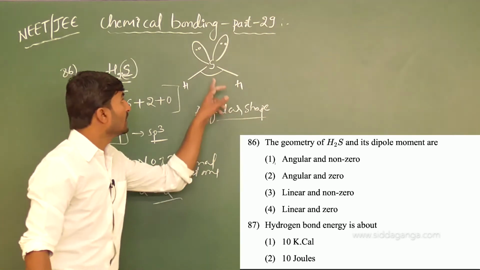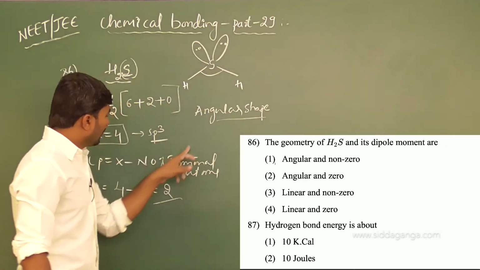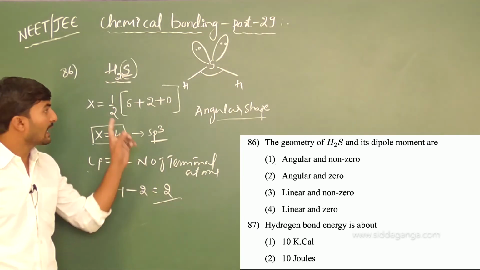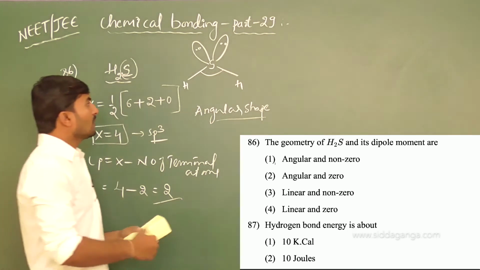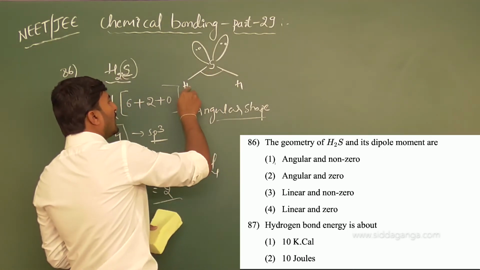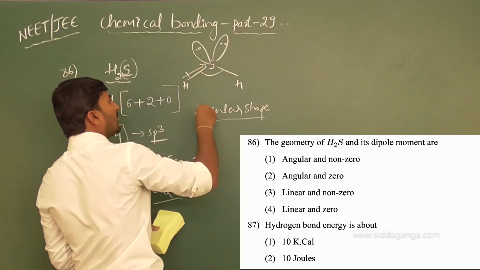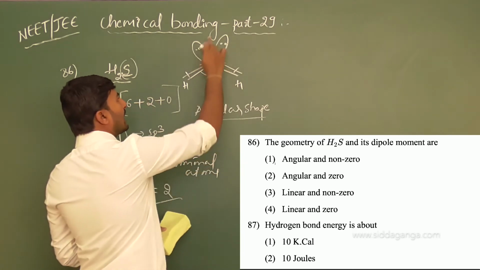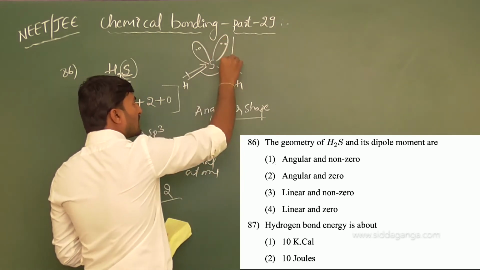Okay, next here, one thing is clear now, which is having angular shape. Another one is regarding the dipole moment. So the moment of a bond dipole takes place from less electronegative to more electronegative. Again here also from less electronegative to more electronegative. The direction of dipole moment is towards the lone pairs.